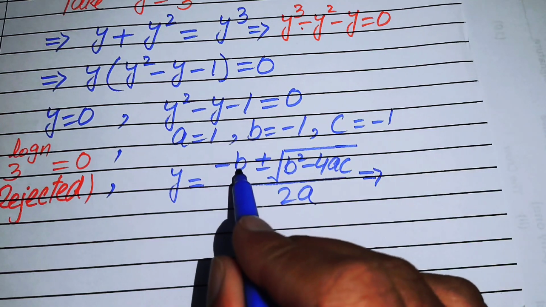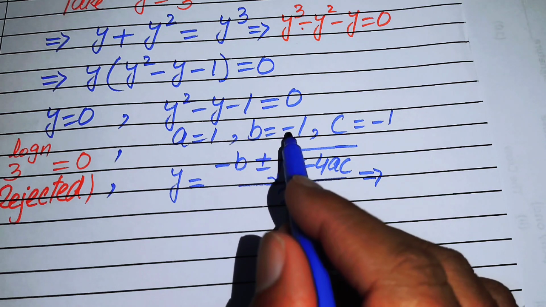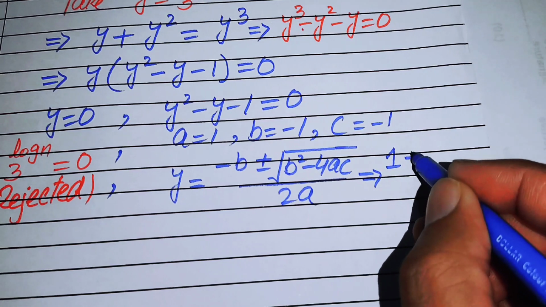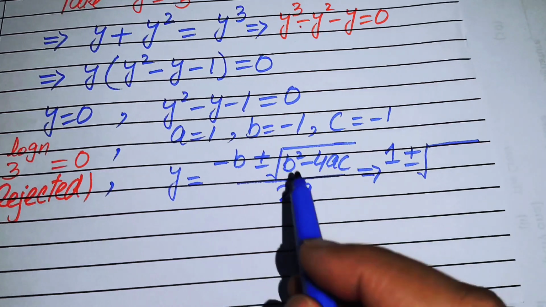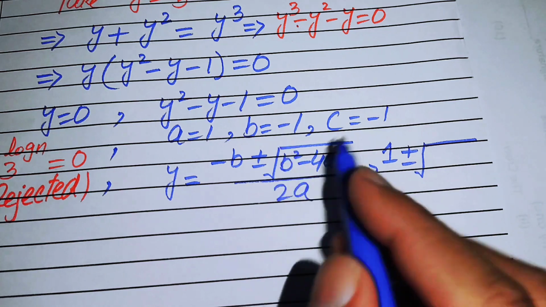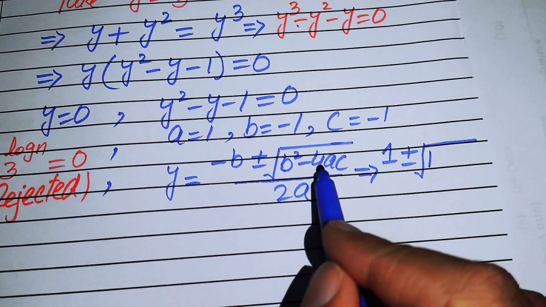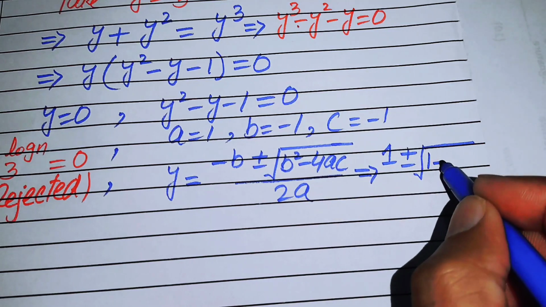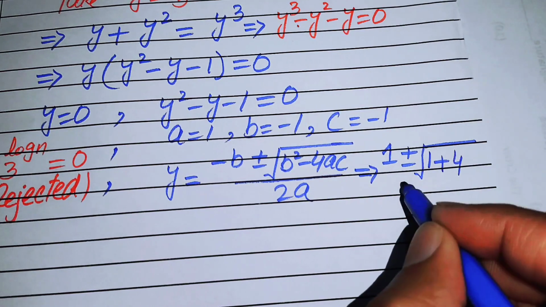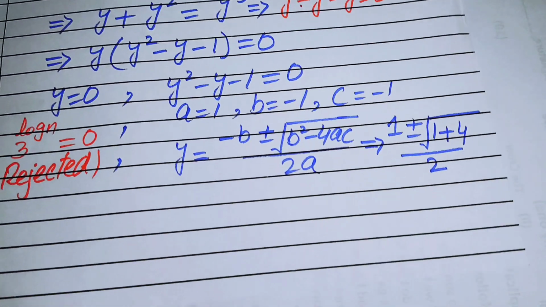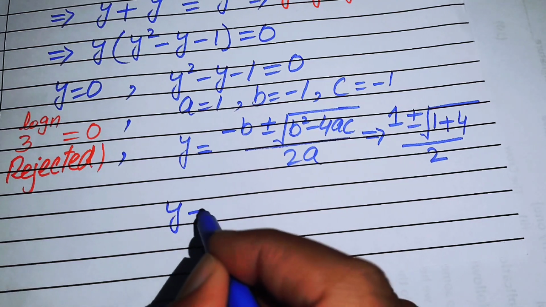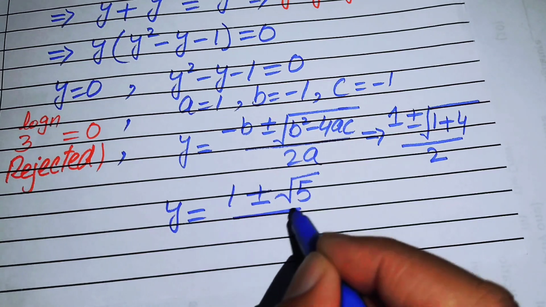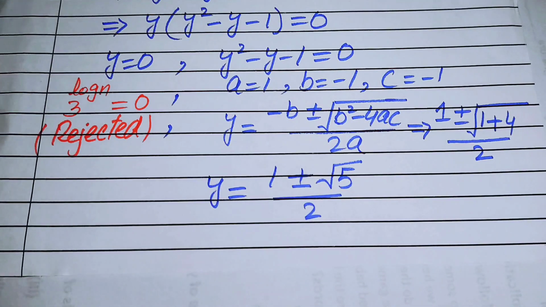So when you put the value of b here, b is minus 1, so this minus and minus becomes plus 1, and plus or minus the square root of b squared, and b is minus 1, and minus 1 squared is plus 1, and we have 4 times a is 1 and c is minus 1, so this minus and minus becomes plus 1, and 4 times 1 is 4, and this whole over 2. So now we will simplify the terms, and you get here y equals 1 plus or minus square root of 5 over 2. So here we have two cases.